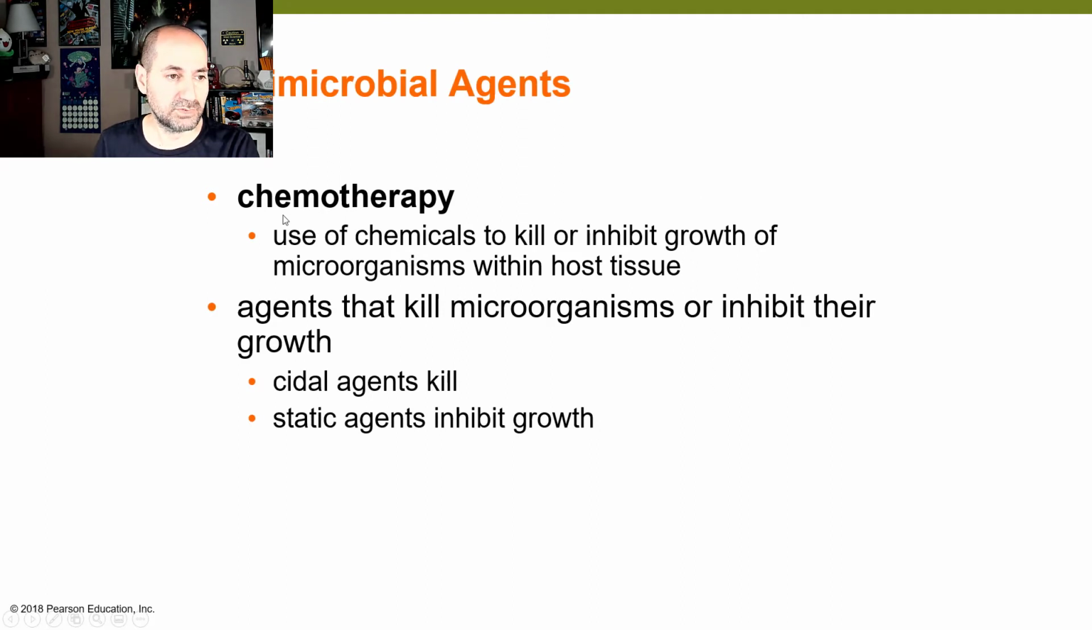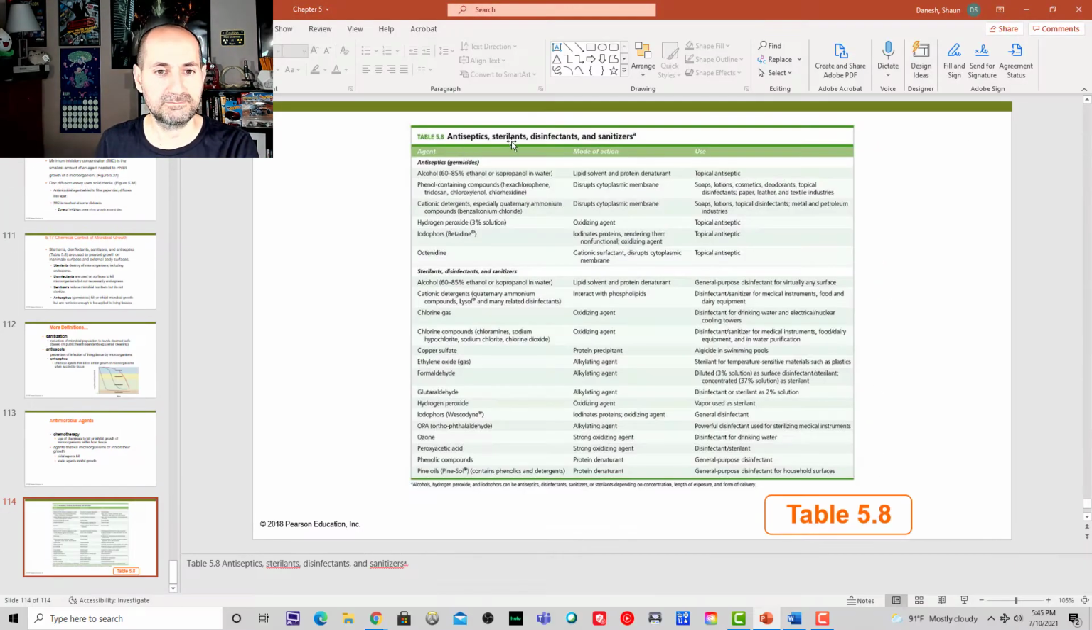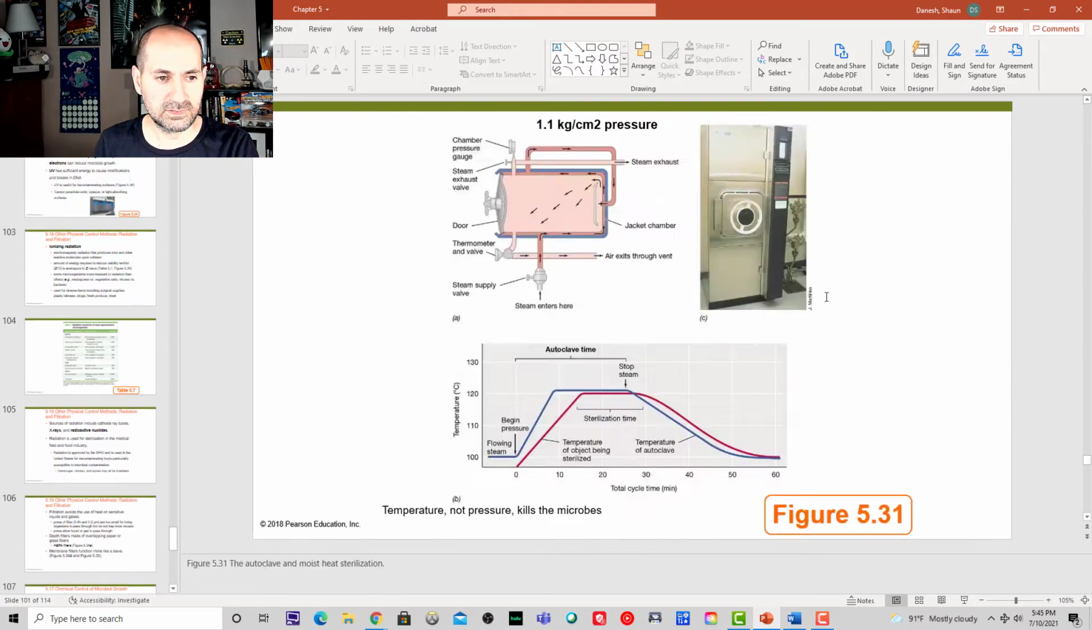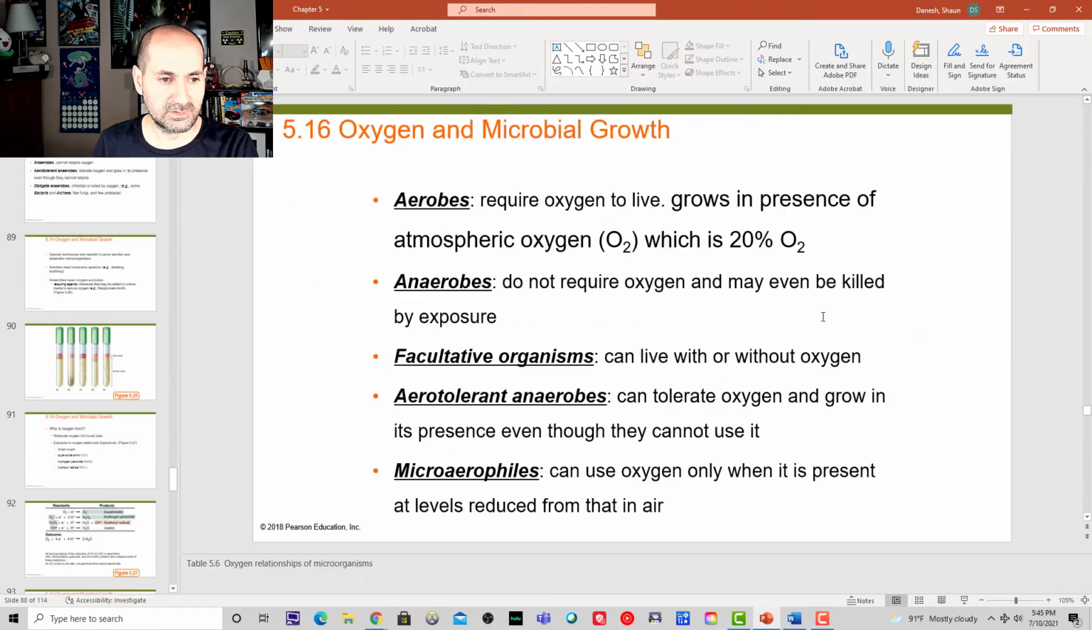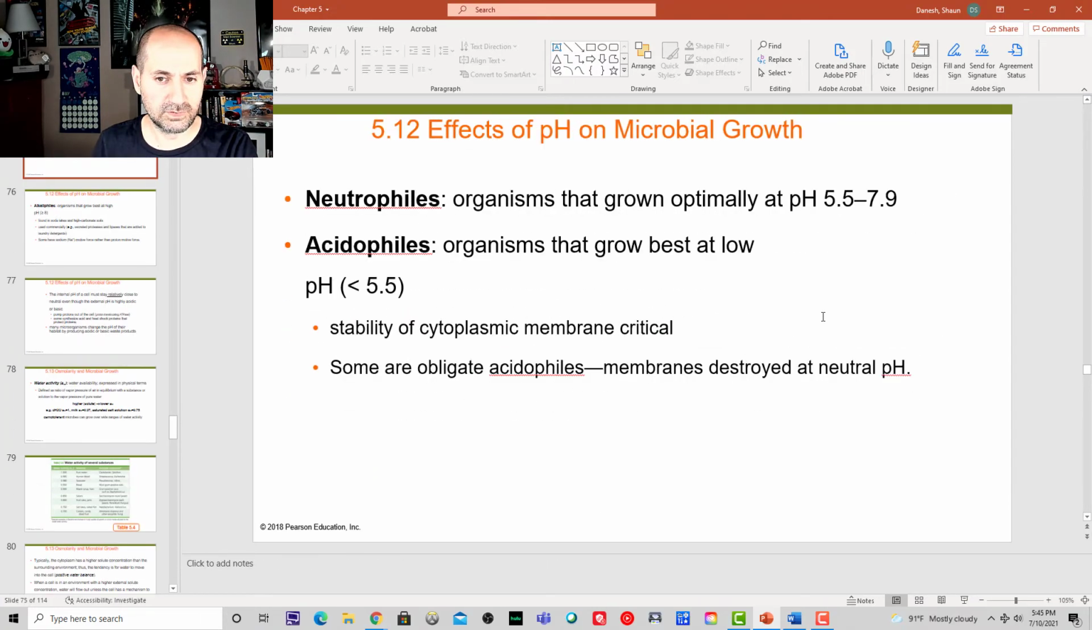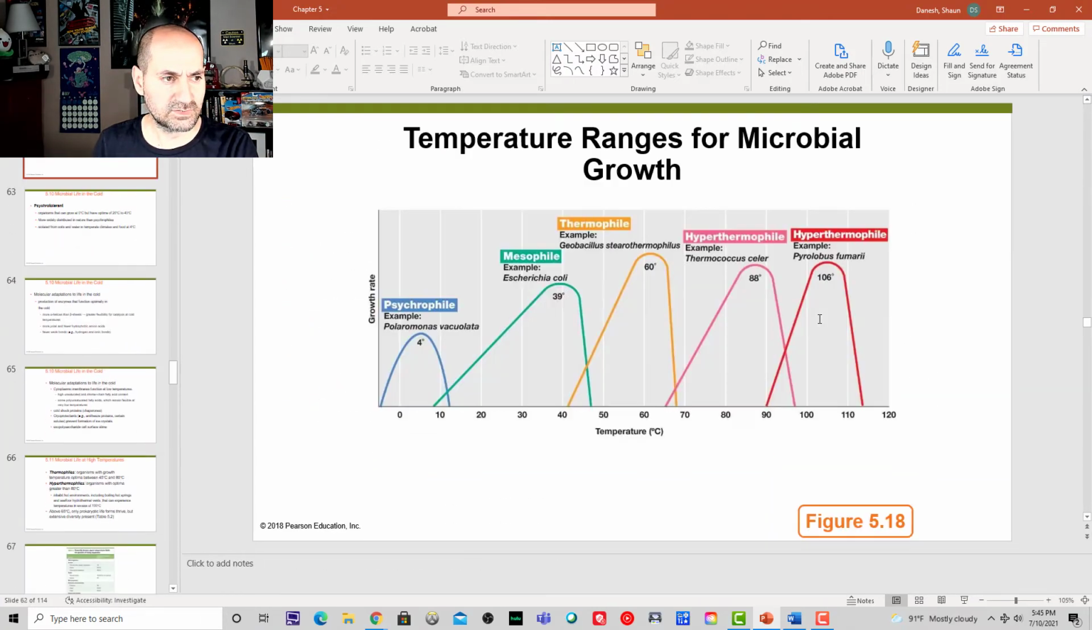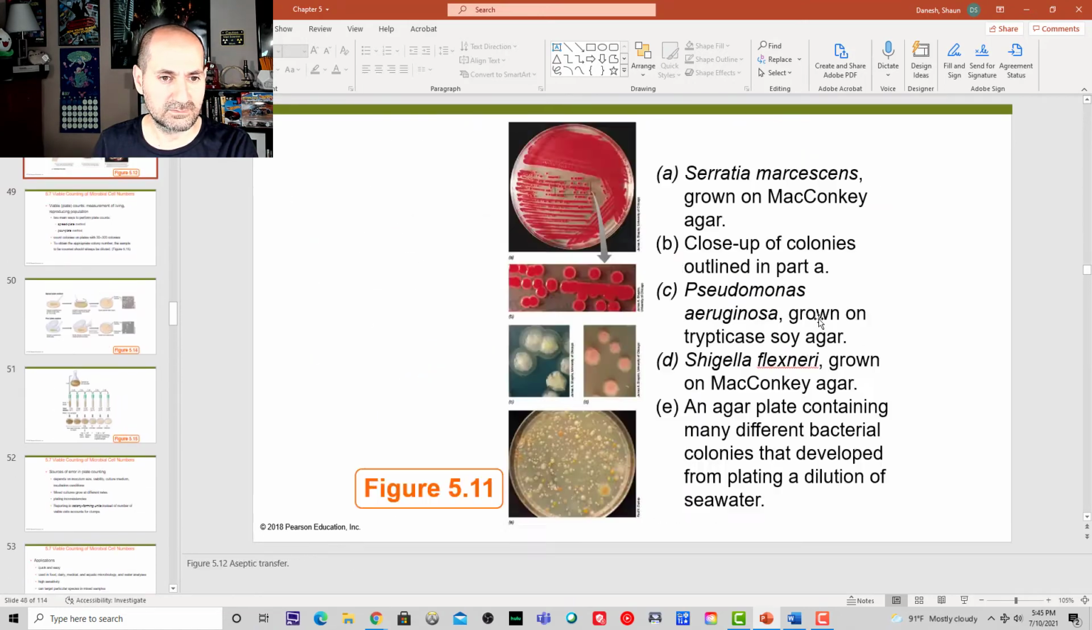Then chemotherapy. Please know that chemotherapy means killing or inhibiting growth of microorganisms within host tissues. And you should know that this chemotherapy includes antibiotics. If you take antibiotics, that's a form of chemotherapy in microbiology. Great, so that's awesome. We finished this chapter. Very interesting chapter. A lot of terms to know, but not too difficult. Let's hop to the next chapter.